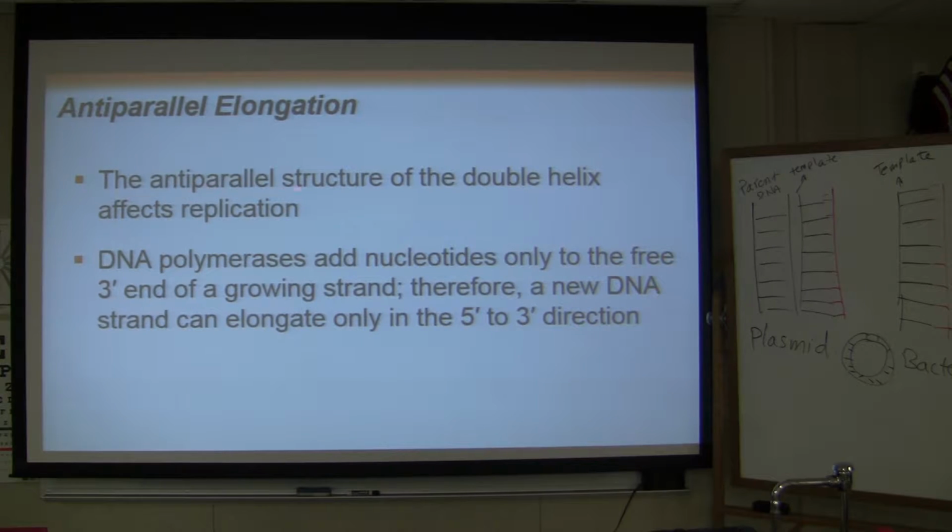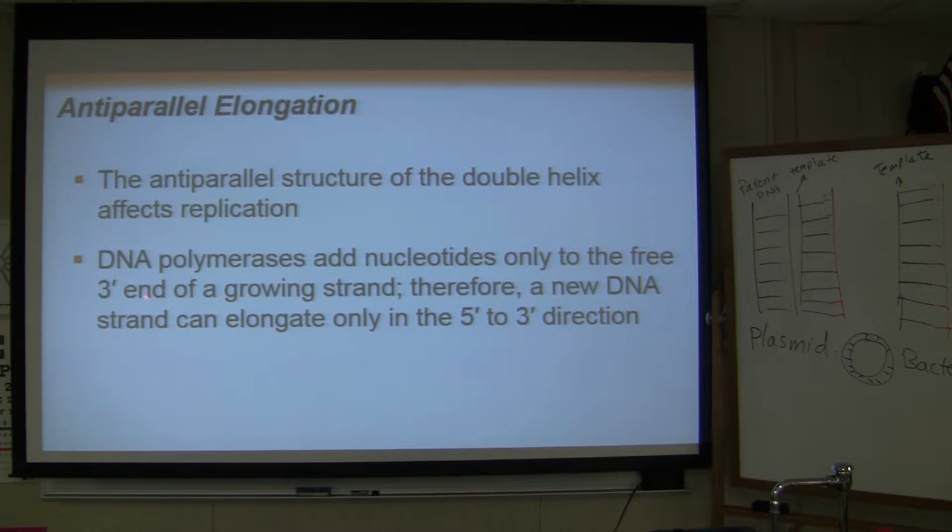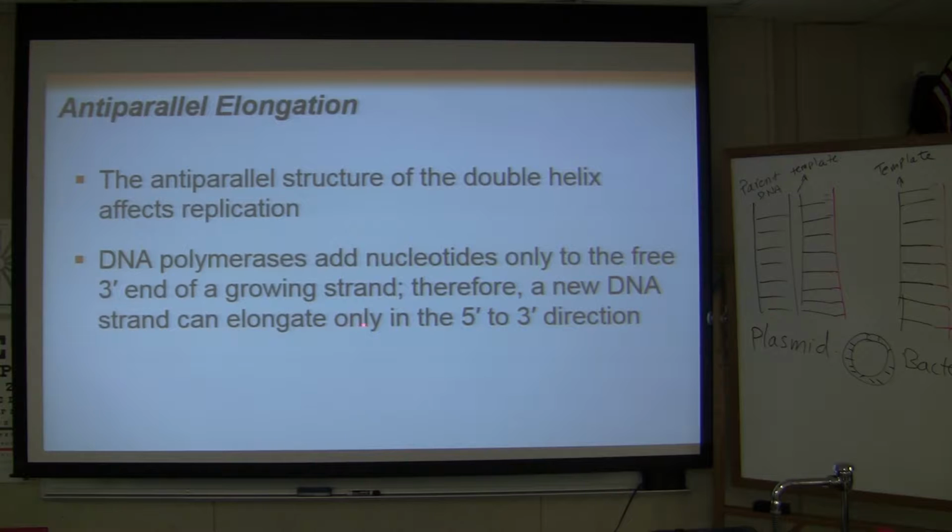Antiparallel elongation. The antiparallel structure of the double helix affects replication. DNA polymerases add nucleotides only to the free 3' end of the growing strand. Therefore, a new strand can elongate only in the 5' to 3' direction. Okay, so I already talked about this.